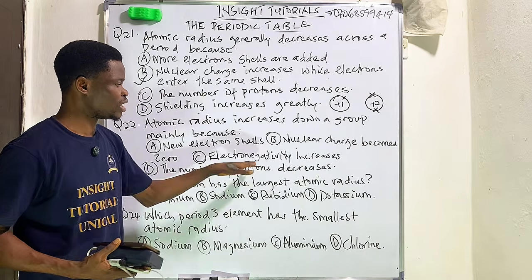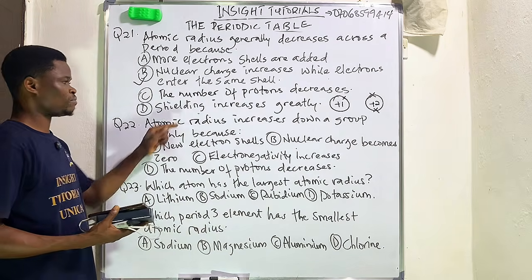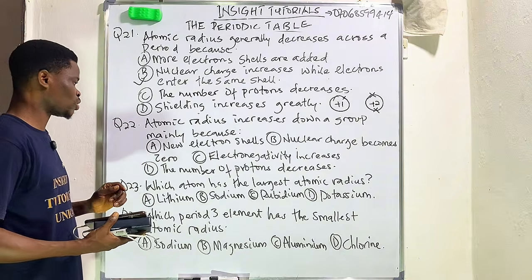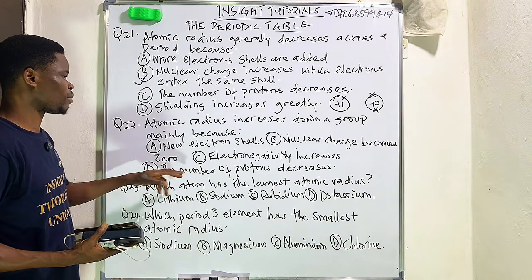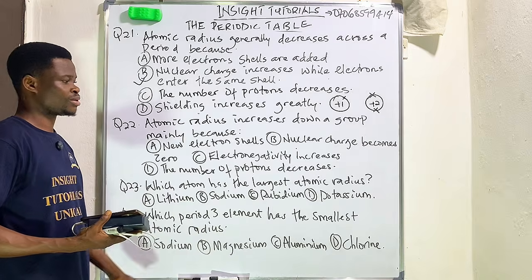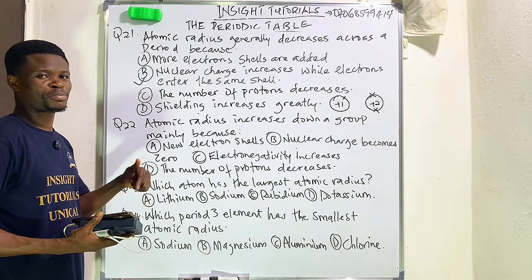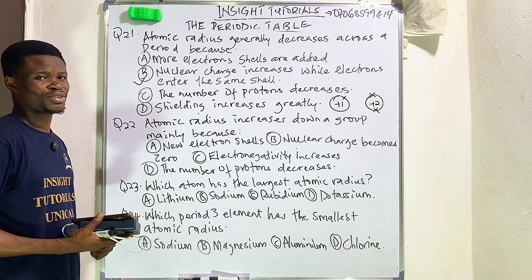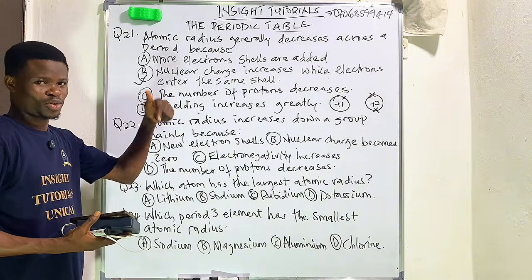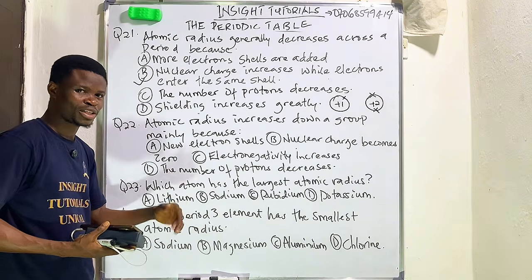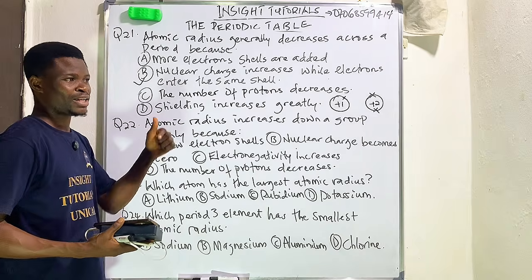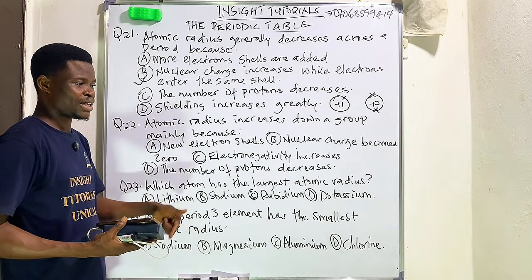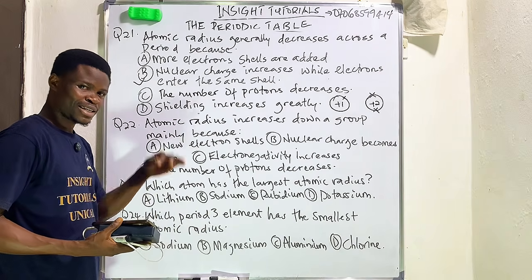So electronegativity increases down the group is out of it. That's wrong. And then option D says the number of protons decreases down the group. Protons are increasing also. You see, if you're looking at group 1, for example, you have hydrogen that has a +1 or 1 proton. The next is lithium that has 3 protons. The next is sodium that has 11 protons.